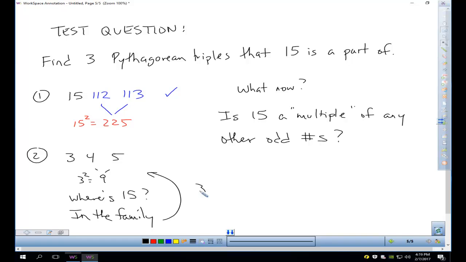Alright, I'd multiply 3, 4, and 5 by 5. Alright, 3 times 5 is 15. 4 times 5 is 20.